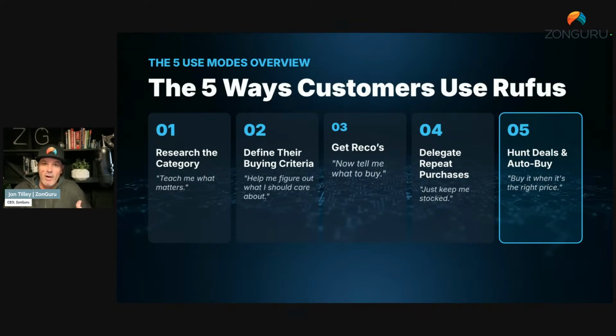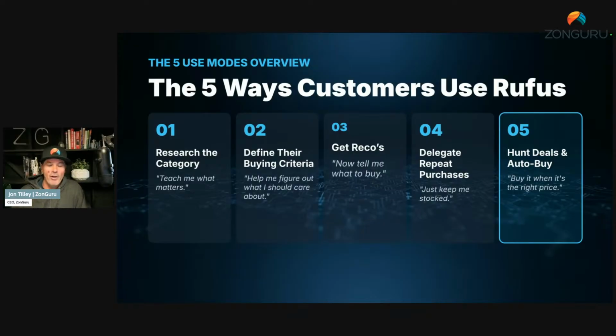Define the buying criteria. So not only the research things, what's important, but now, what are the things that are important to me? Now moving to the third one, which is get recommendations. I need recommended products for this specific search criteria. This is the biggest lift that I've seen in terms of the experience of why I use Rufus more, right?